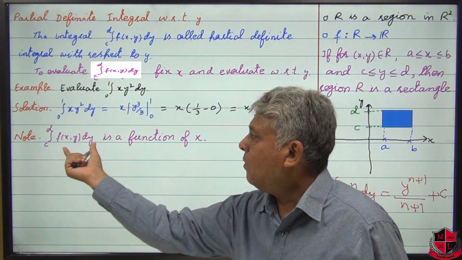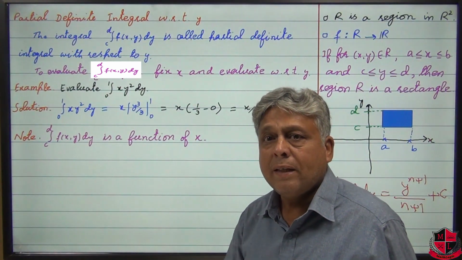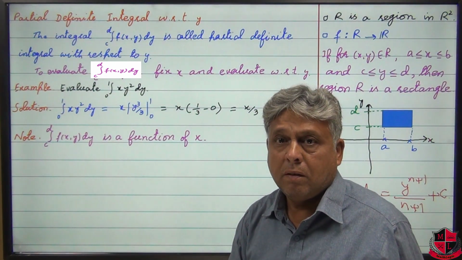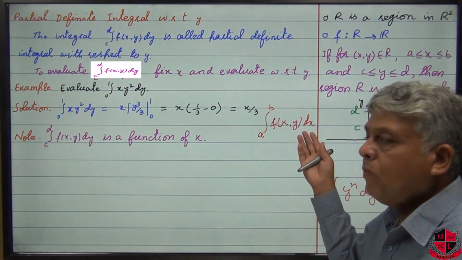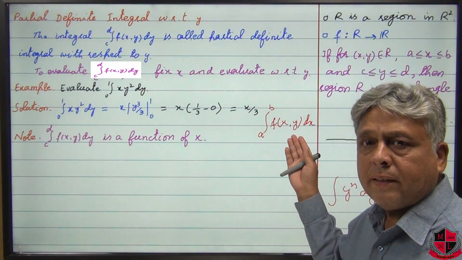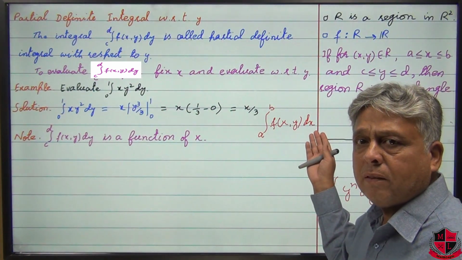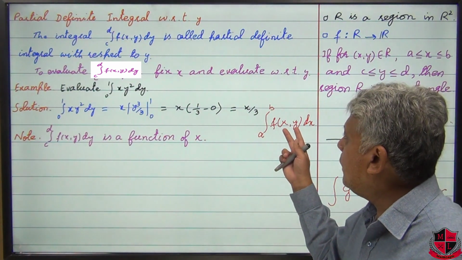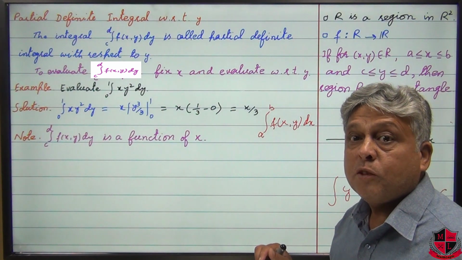If we have a function of x, we can integrate it with respect to the variable x. And if we evaluate the partial definite integral with respect to x, the answer will be a function of y, and we can integrate this function of y with respect to y.